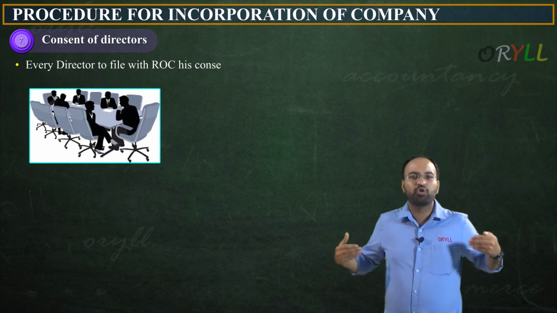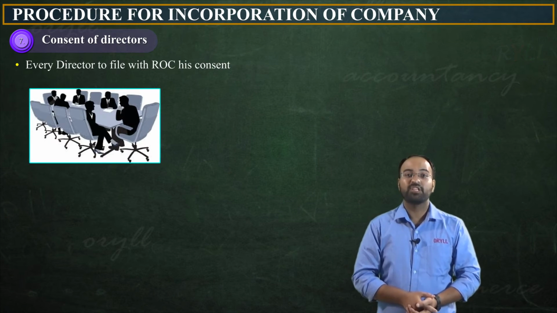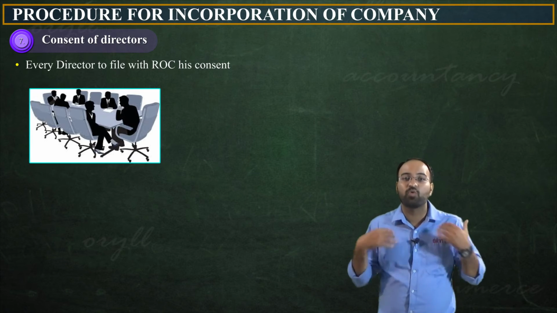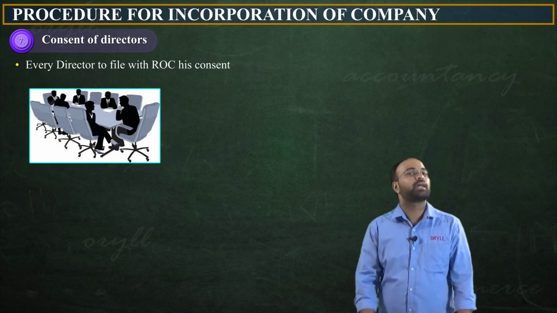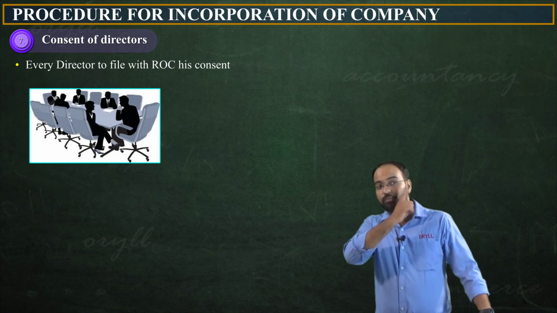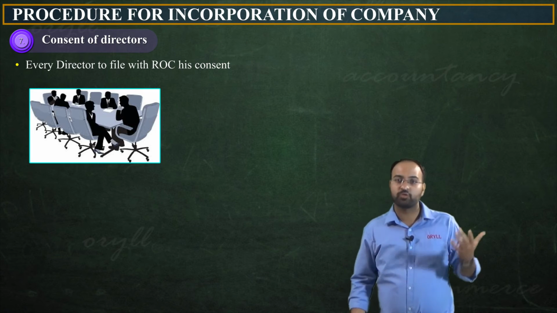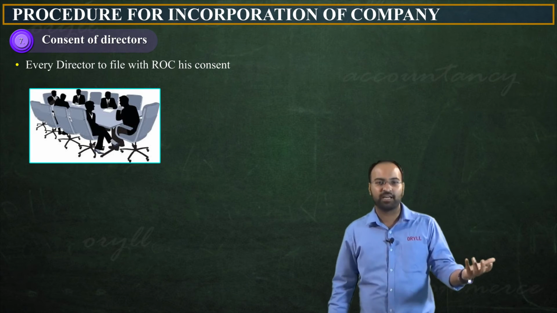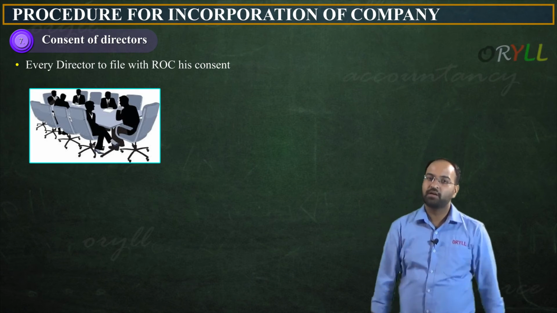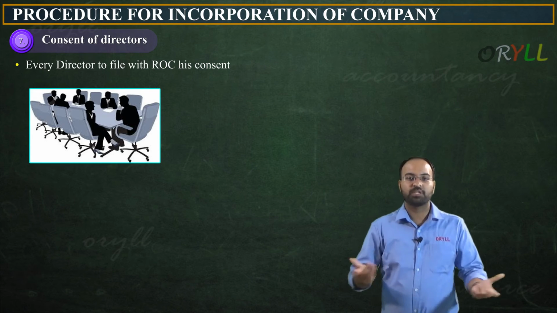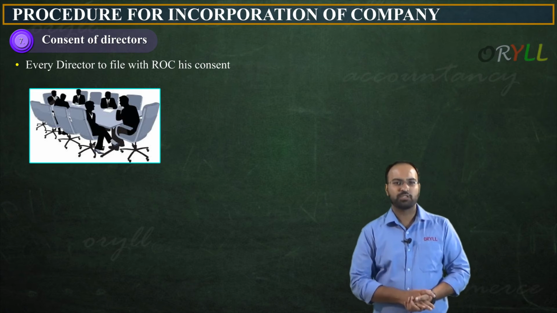The ones who want to become directors of the company have to give their consent in writing that yes, voluntarily I want to become the director of this company. Can I say to someone, if you are not becoming the director, I will kill you? No, they should come voluntarily. Hence we have to get the consent of directors who want to become the director. So they have to give again in writing that voluntarily I want to become the director of this company. So this was the seventh step.